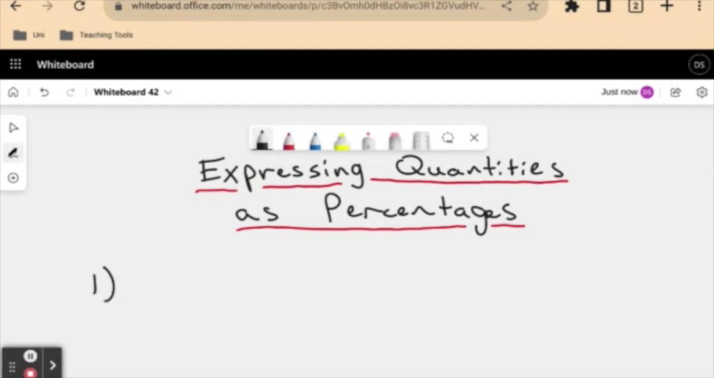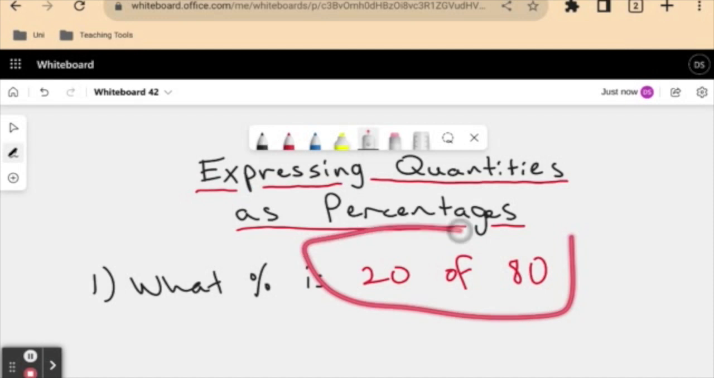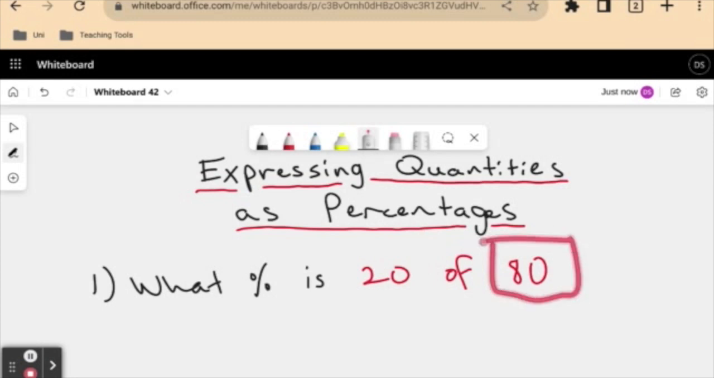So let's look at this first example. We want to look at what percentage is 20 of 80. Oh, that's actually a shocking 8. Let me redo that. Okay, so we want to show these two numbers as a percentage. And now the order we choose is important because we want to show this as some portion of this.